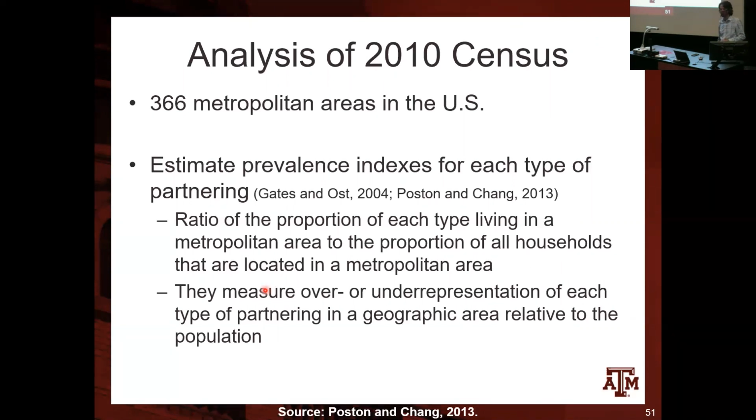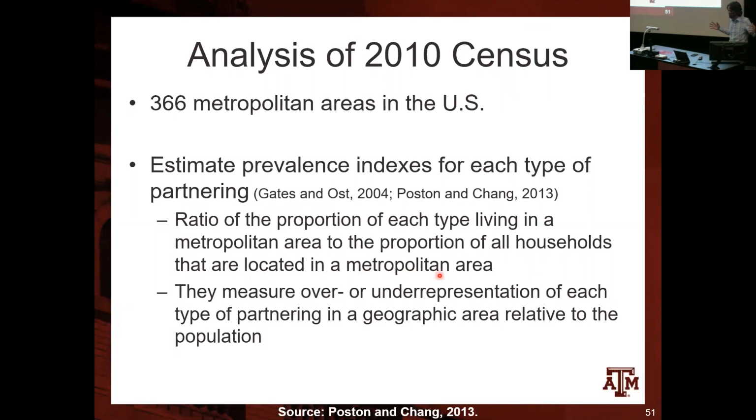And in this specific portion of the textbook, the authors analyzed data for 366 metropolitan areas in the US, using data from the 2010 census. And they estimate prevalence indexes for each type of partnering. What do these indexes try to show? They show the ratio of the proportion of each type living in a metropolitan area to the proportion of all households that are located in the metropolitan area.